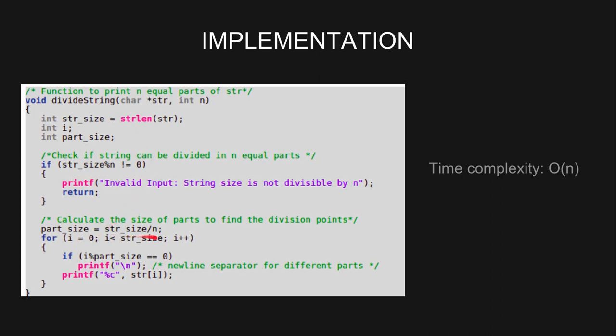Then, loop through the input string, and if index becomes a multiple of the part size, then print a separator \n, else we simply print the characters. The time complexity of this solution is order n, as we use a single loop for string traversal.